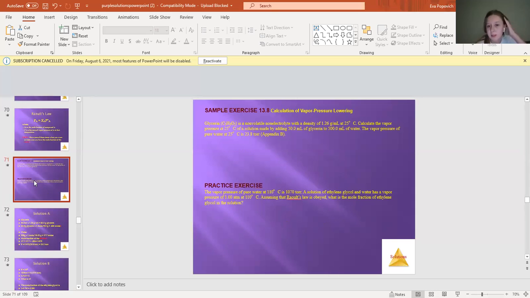Oh, 1070. All right. Do I have the vapor pressure after the ethylene glycol has been added? 1 atmosphere. Okay. So what am I going to have to do? Convert it to torr. Convert it to torr.